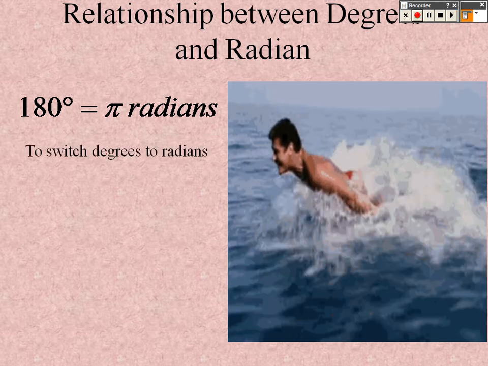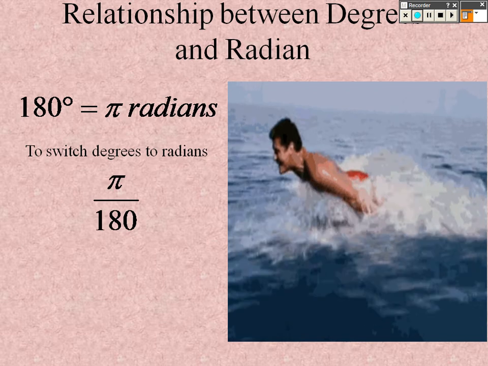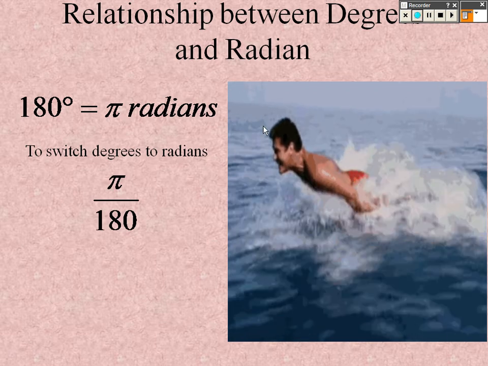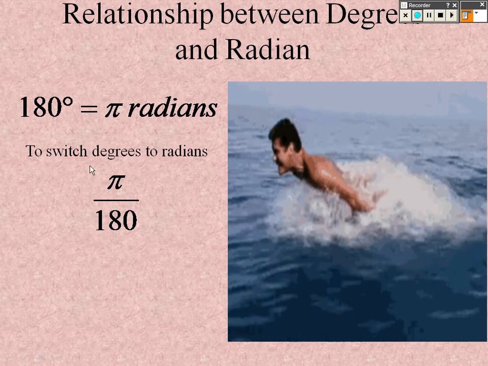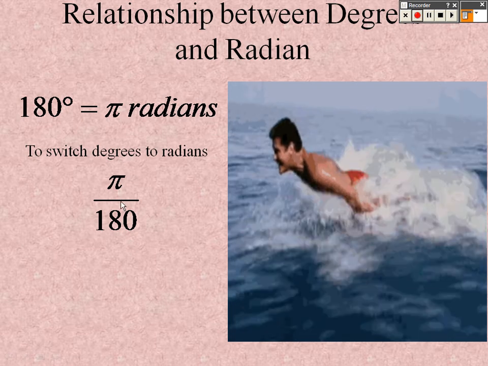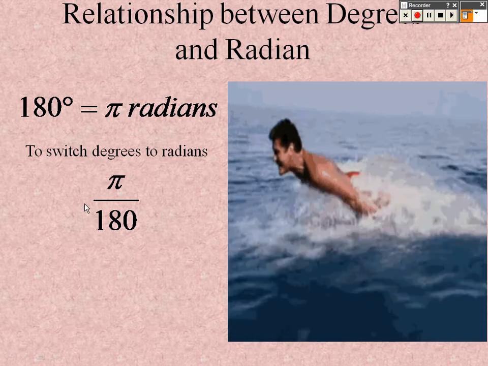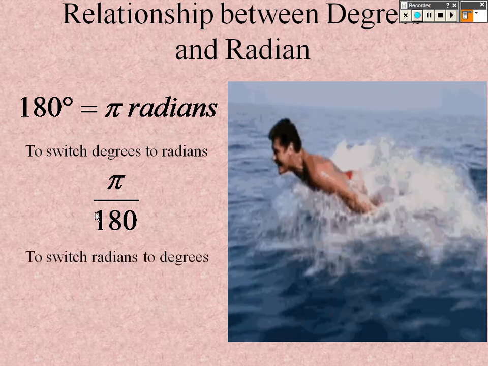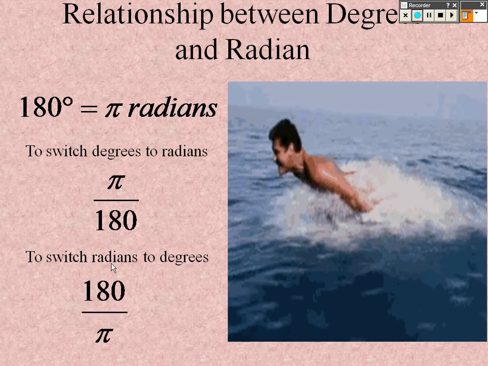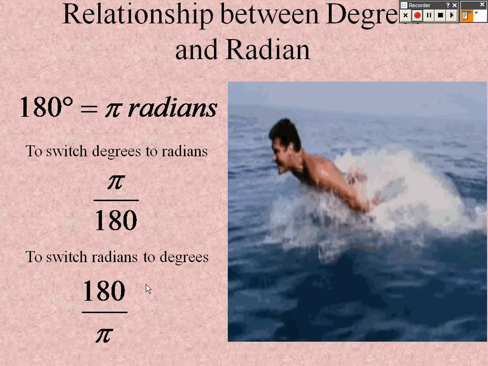Here's how you switch from degrees to radians. You got to remember this, so make sure you write this down. From degrees to radians, it is pi over 180. Why? Because then the degrees will cancel out, leaving just a pi left over. To switch from radians to degrees, it's not that much more challenging. It's just now 180 over pi. That's all.